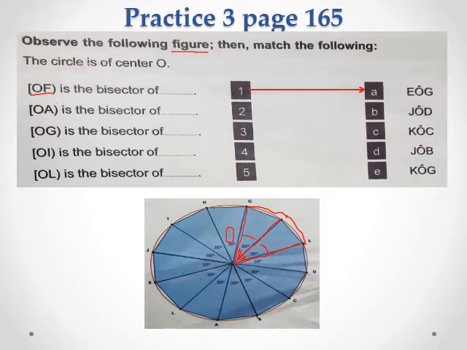Next part, OA is the bisector of what? Where is OA? This one here. Since LOA equals 30 degrees and AOB equals 30 degrees, then I can say that OA is the bisector of LOB. But here they didn't mention LOB or BOL.